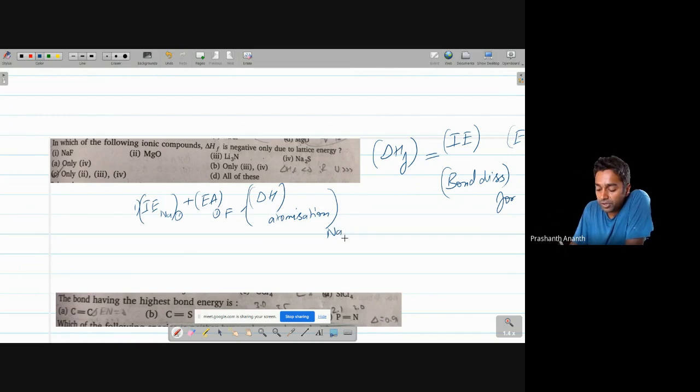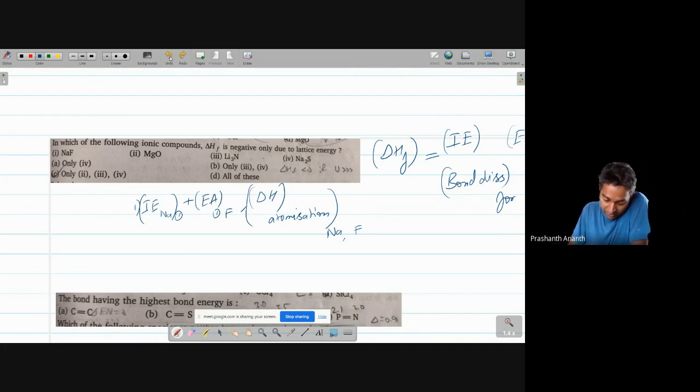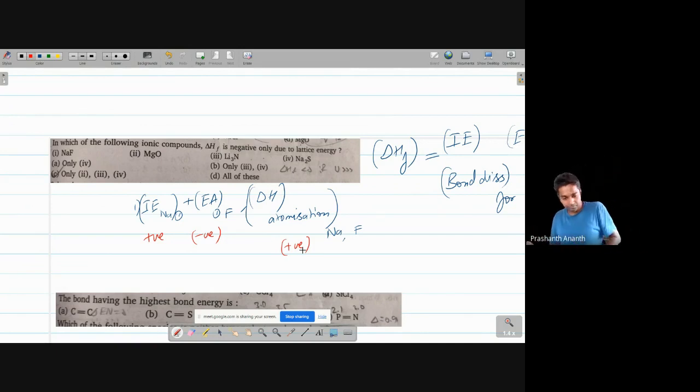You can call it that for sodium, and for fluorine it is going to be bond dissociation, obviously, because it's F2 breaking into fluorine atoms, half of it, of course. Okay, so let's look at each of these here in terms of the values. This will be, of course, positive. This will be negative. These both will be positive, correct? Right. So this is going to be the rough case for all of them.